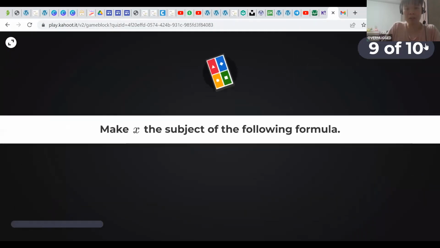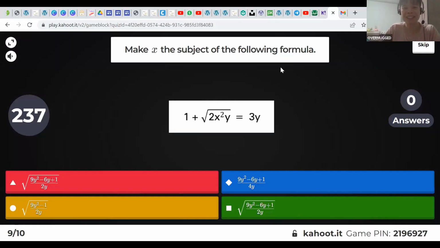Okay, last question. That's longer. Take your time. I'll give you all a hint. Square both sides. Shift the one over. I understand this is quite hard for some, right? Shift the one over. Square both sides.